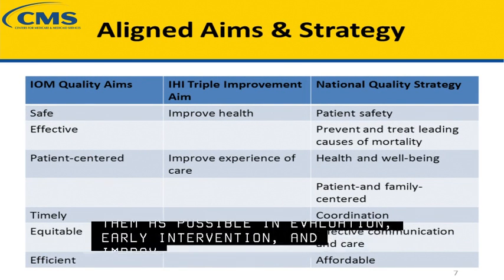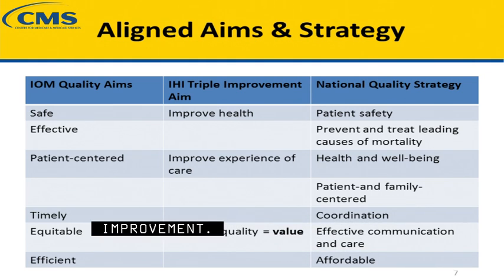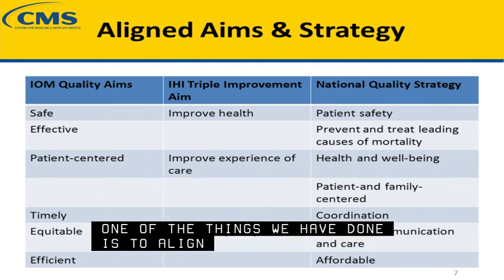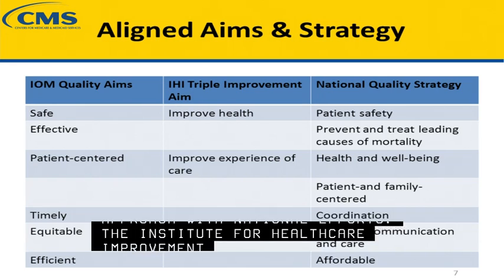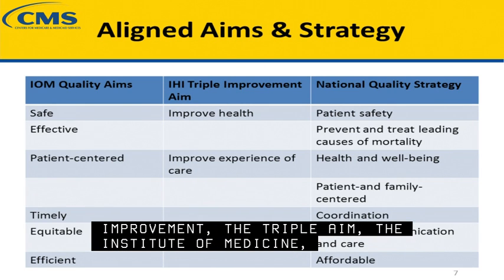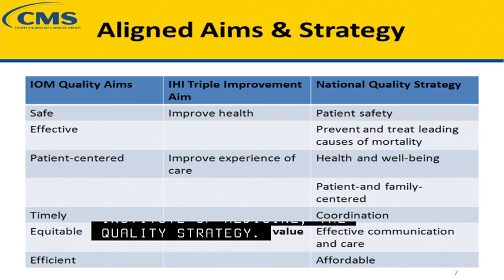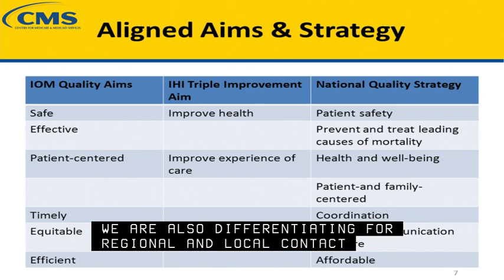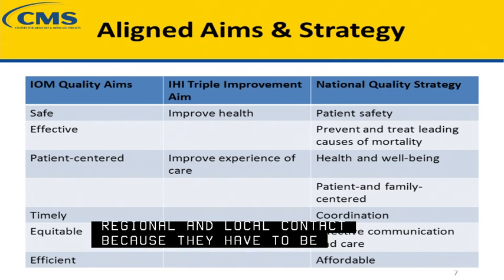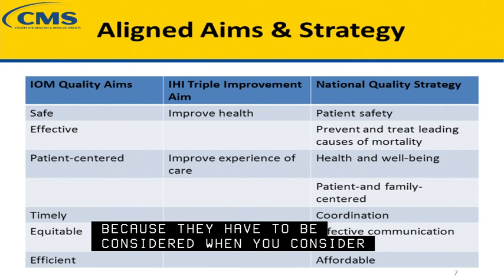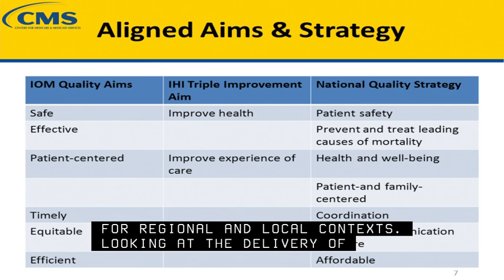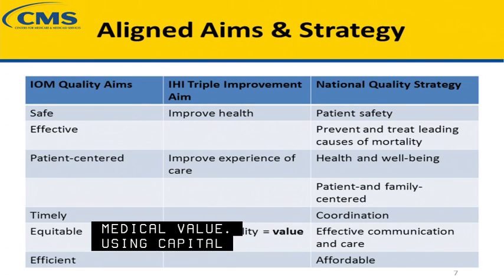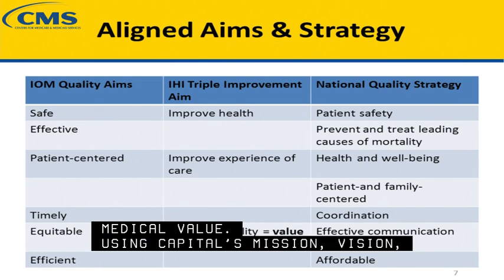So one of the things we've done is to align and integrate our approach with national efforts: the Institute for Healthcare Improvement, the Triple Aim, which I've spoken of, the Institute of Medicine, the Quality Aims, and the National Quality Strategy. We also are differentiating for regional and local contexts because they have to be considered when you consider quality. All the while, we target the continued exploration and creation of quality and the delivery of medical value. Using Capital's mission, vision, and strategic intent to set the direction, we work across the organization to make the status quo uncomfortable and make the future attractive.